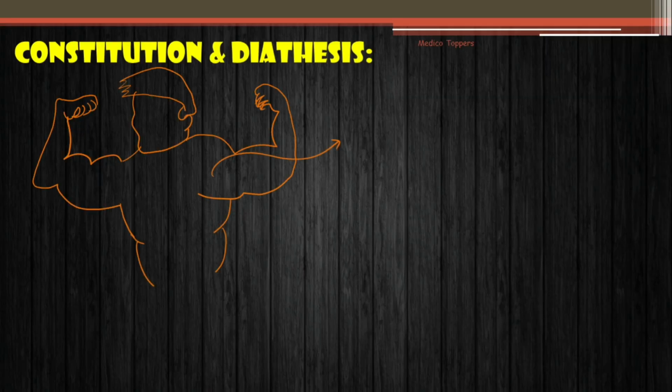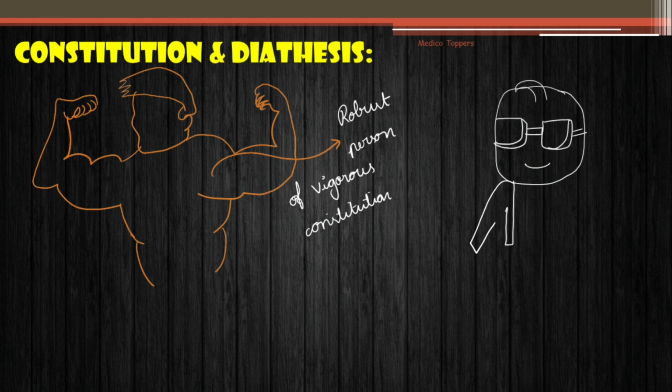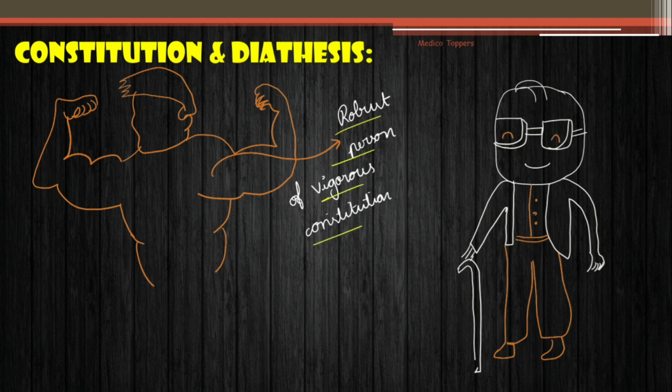So this is my uncle. Till now I had not named him. If you are interested, you can give him some name. So he was a robust person of vigorous constitution. You can see his muscles and body build. Actually, I forgot to inform you that this first picture is depicting my uncle during his younger age, and now my uncle has become very old.